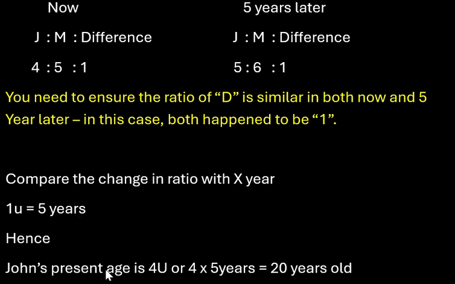Hence, John's present age, which is now, is 4U, which is equal to 4 times 5 years, which is equal to 20 years old. So hope that helps.